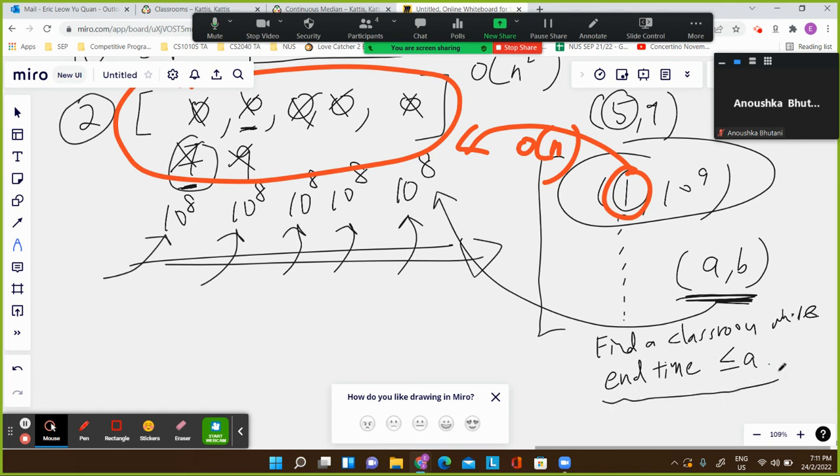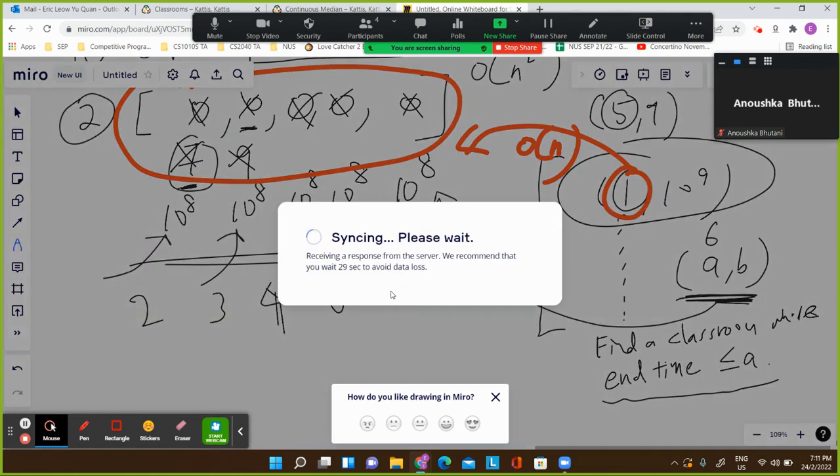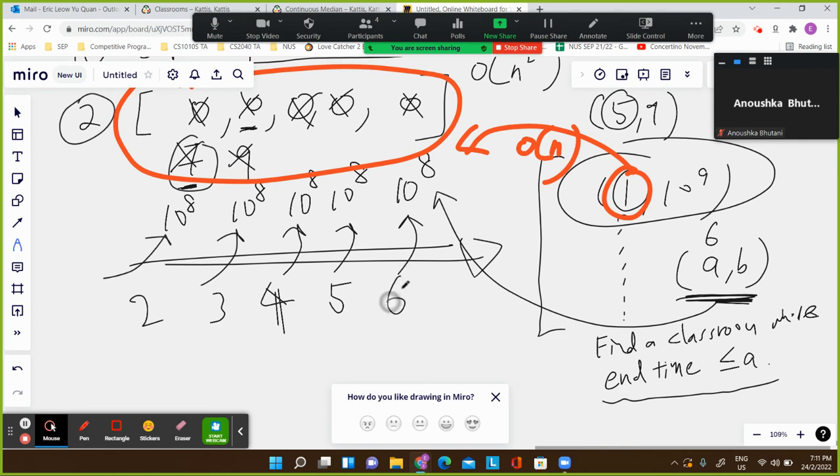You're actually finding a classroom whose end time is smaller or equal to A. You want to find something that is just the next smallest value. For example, if A is 6 and you have maybe 2, 3, 4, 5, 6, then which number do you want to select? Obviously you want to select 6, because 6 is the next value that's smaller than or equal to 6 here. So this A, B can be placed into this classroom.